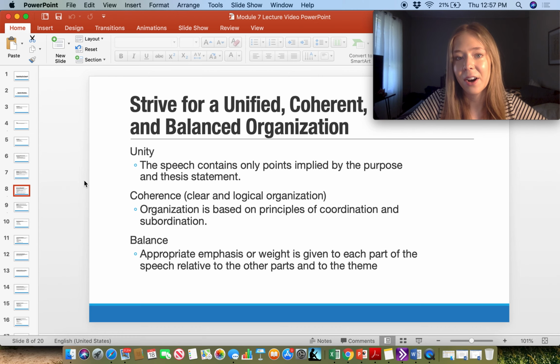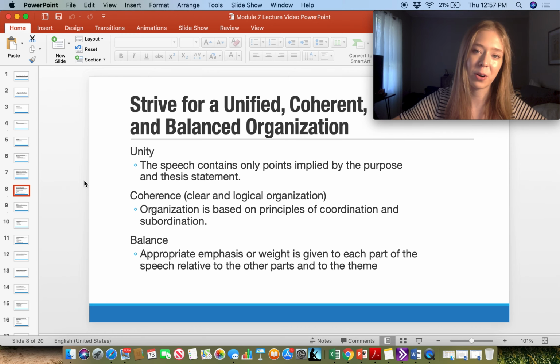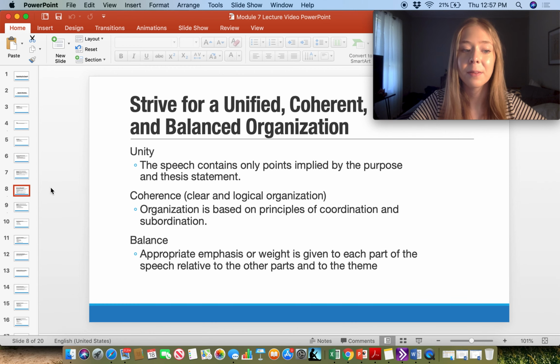Balance, again, like I said, I already mentioned this, but appropriate emphasis or weight is given to each part of the speech. So don't put all the supporting points under one main point, and then make your other main points weak.